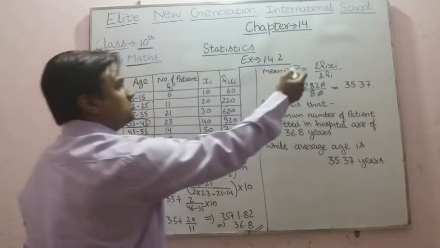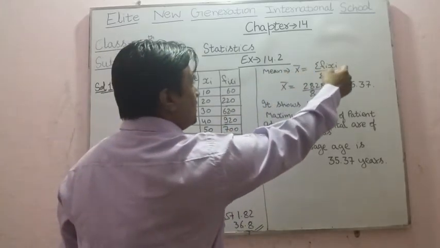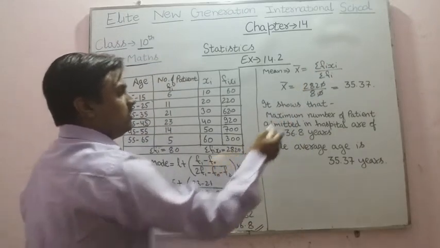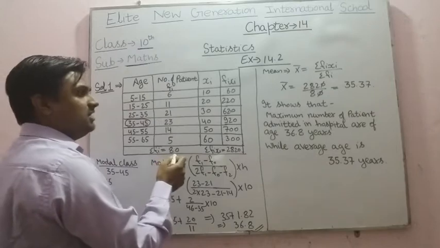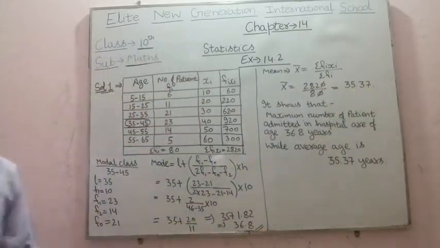Now finding the mean. The formula for finding the mean is sigma fixi upon sigma fi. So sigma fixi is 2820 divided by sigma fi, that is 80. Now solving it, it will be 35.37. Now from these two values, mode and mean, we can depict that.